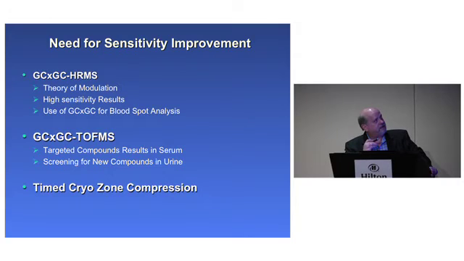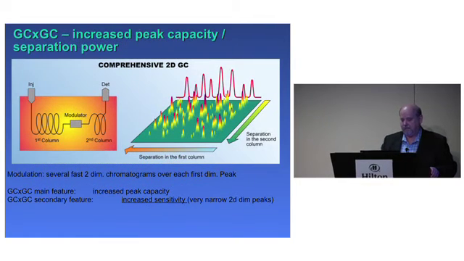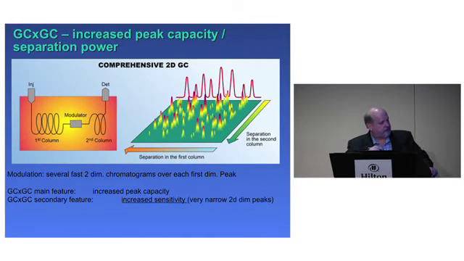There's GC-GC with high-res mass spec, GC-GC with time-of-flight mass spec as well. And this GC-GC concept has some advantages. It has increased peak capacity, but one of the secondary features is you get increased sensitivity.